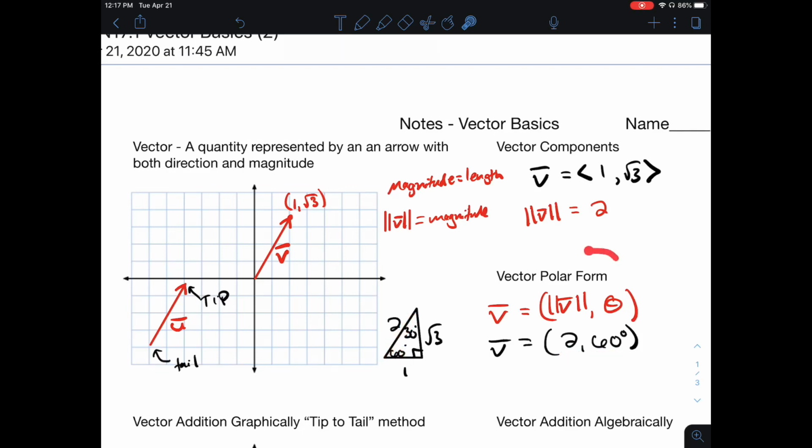Once again, we're not going to get into this today. I just wanted to mention it while we're bringing up vectors. We will come back to that someday. Right now, let's focus on what a vector is and how to write it in component form.